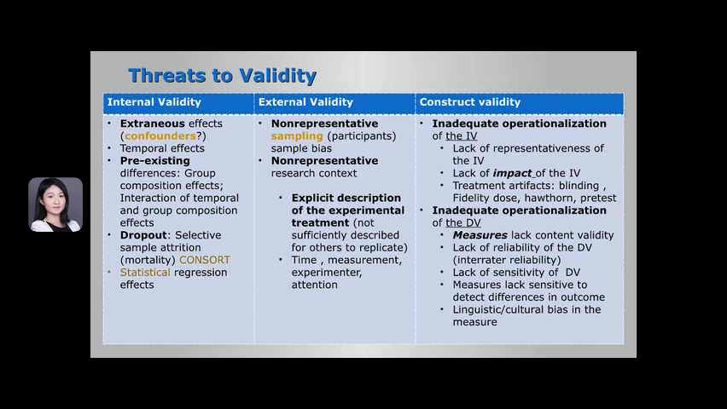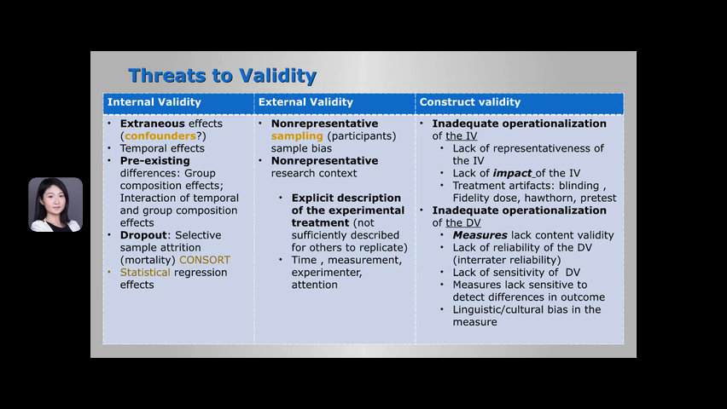External validity is about generalizability. If the sample is drawn from an accessible population rather than a target population, generalizing the research results from the sample to the target population is risky.